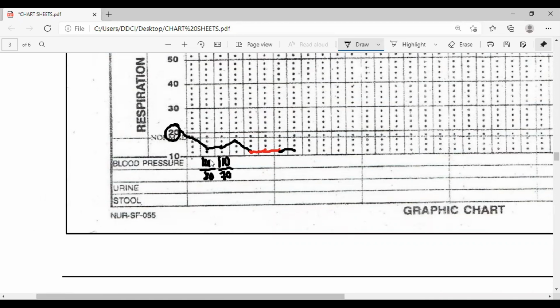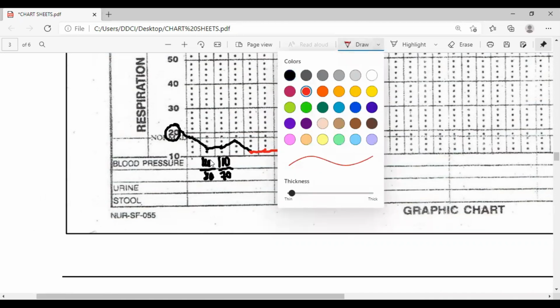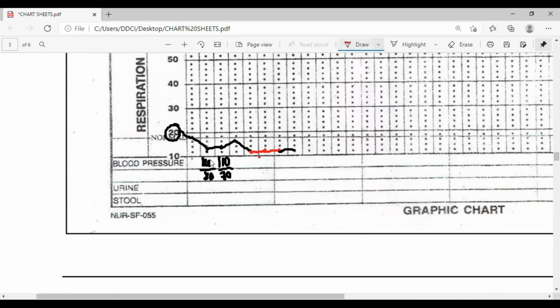For night shift, you still have to follow, you have to use the red. So we have here 120 over 80, and another one, let's say 120 over 80. You have to use red for that one.